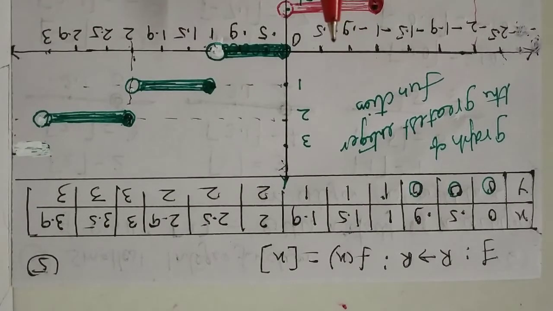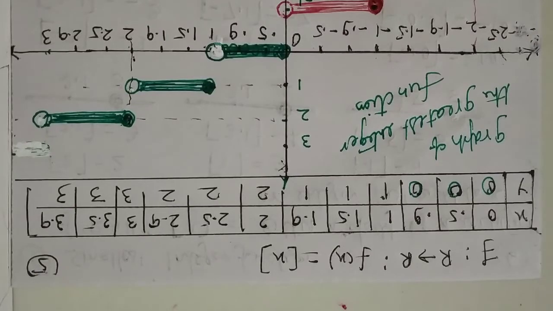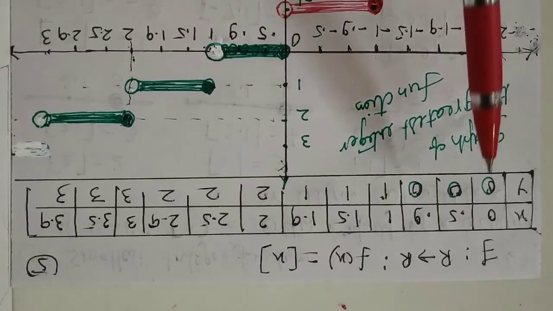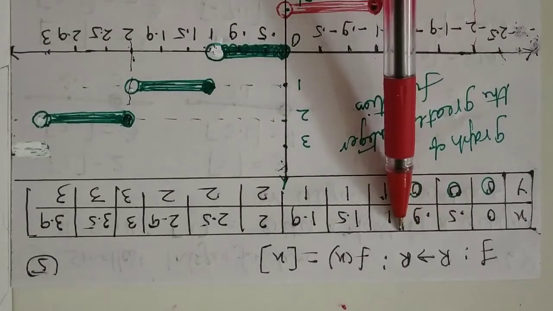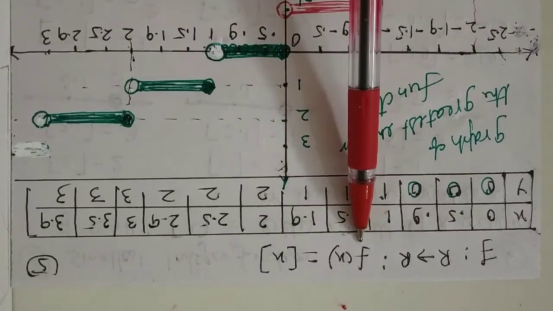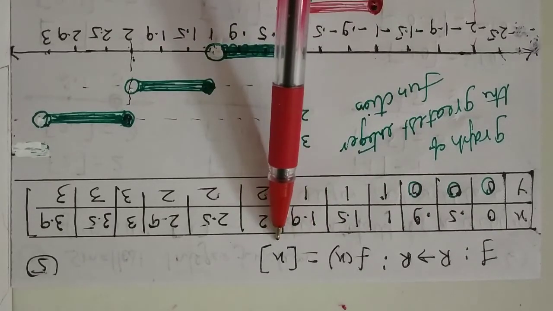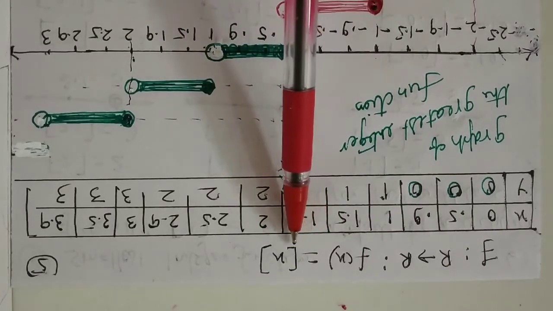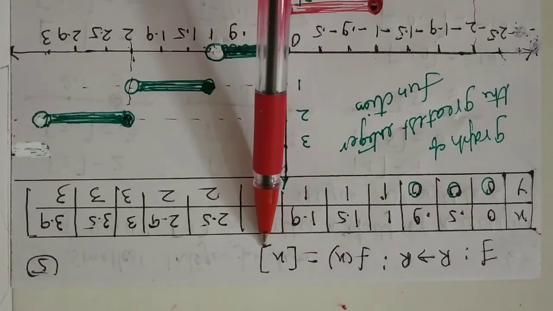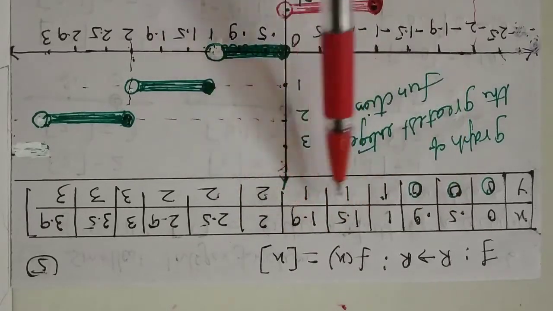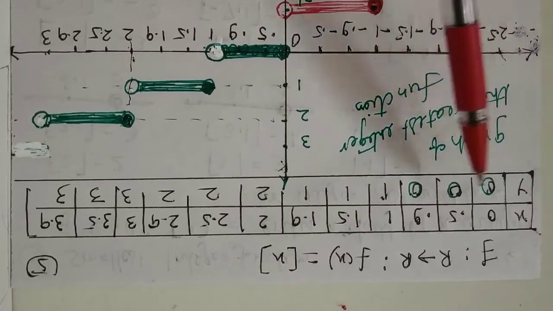In the previous lecture, I told you how to draw the graph of different functions. Here is one more graph for a different function. Let f be a function from real numbers to real numbers, and f(x) is equal to the greatest integer function of x. I have already told you the meaning of this greatest integer function. Now the table for x, y.